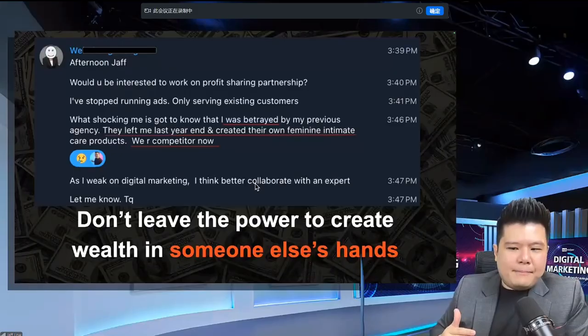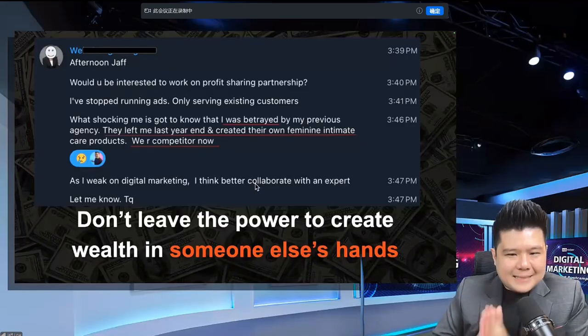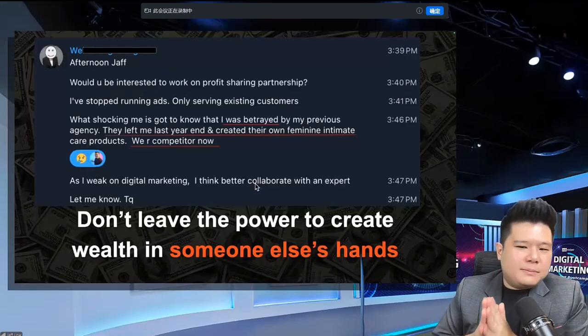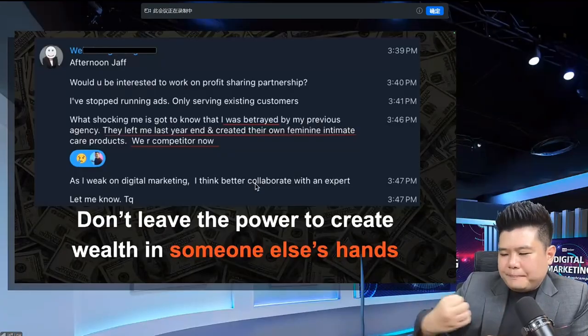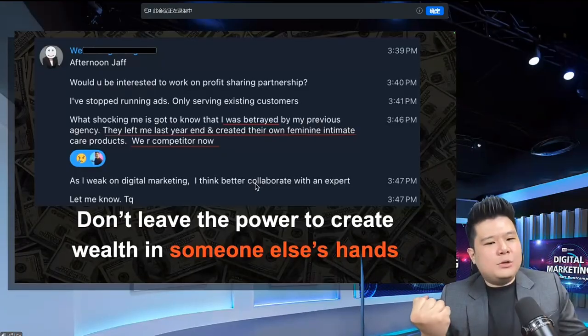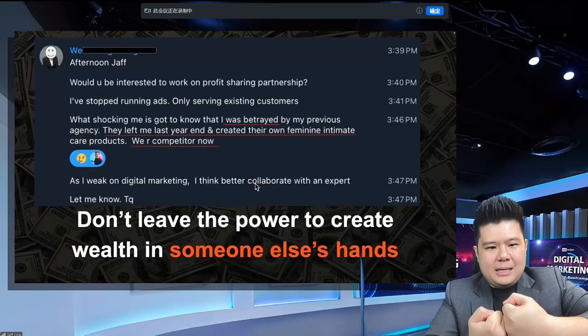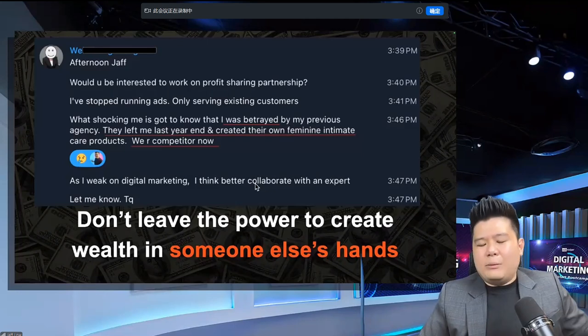And not just that, okay? Don't get me wrong. I know there are a lot of good marketers that are ethical, all right? I'm pretty sure there are a lot. But still, as a business owner, you will want to hold the power to create wealth in your hand. Then your marketer helps you to amplify it. It can be a team that you build in-house. It can be an outsource that works with you.